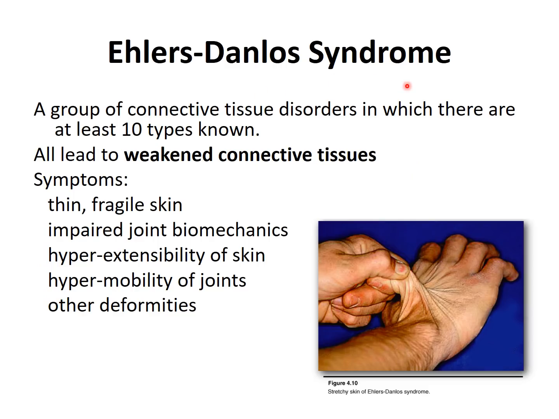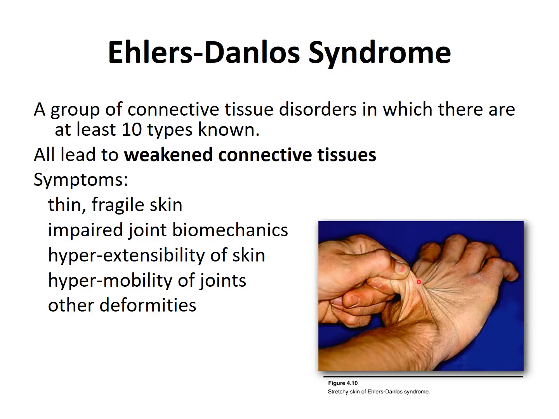Now, this is a syndrome which we call Ehlers-Danlos syndrome, which means that not only one collagen but other collagen types can be affected by a problem with an enzyme or cofactor, and they are put into one big group which we call Ehlers-Danlos syndrome. Typical of them, weakened connective tissue. Some of them will result in thin, fragile skin or impaired joints or hyperextensibility of the skin.